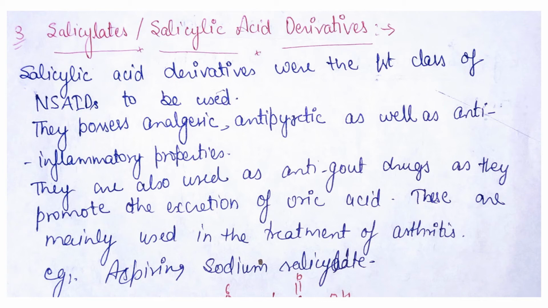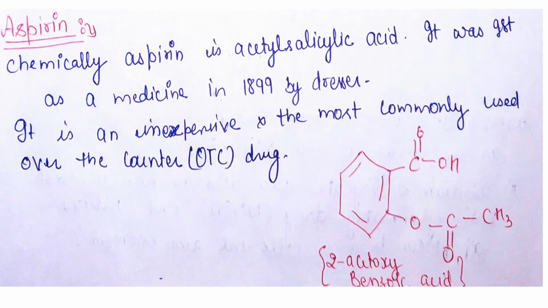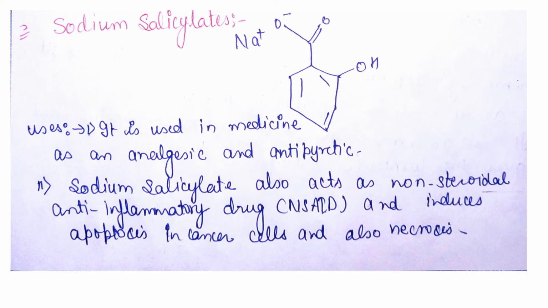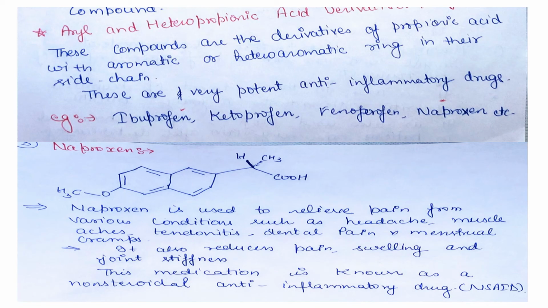The drugs in this category are aspirin and sodium salicylate. Here is the structure for aspirin, 2-acetoxybenzoic acid. Then sodium salicylate. It is used in medicine as an analgesic and antipyretic. Sodium salicylate also acts as a non-steroidal anti-inflammatory drug and induces apoptosis in cancer cells and also necrosis.